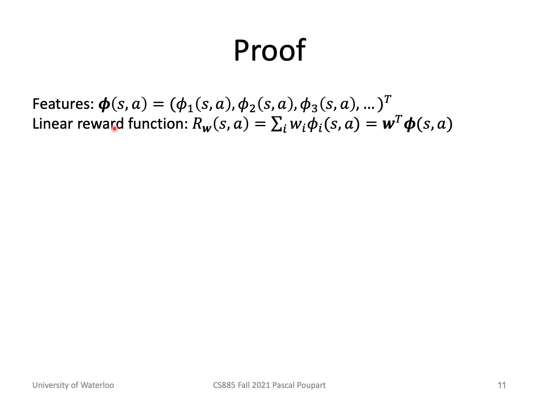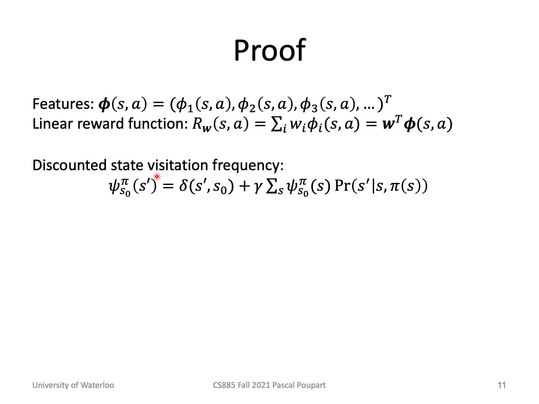So to get started, just to review the notation, phi is going to be our vector of features. Then we'll also assume that the reward function is linear in those features. So in other words, it can be written as W transpose phi. We also need the notion of discounted state visitation frequency. So phi here is going to be a count of how many times I end up in S prime when I start in S naught and I execute the policy pi. So this can be defined recursively, where first I count as 1 if S prime is the same as S naught. So here delta is a function that returns 1 when the two arguments are the same and 0 otherwise. So we add this to the discount factor times essentially how many times I'm going to end up in state S, and then from S after that end up in state S prime.